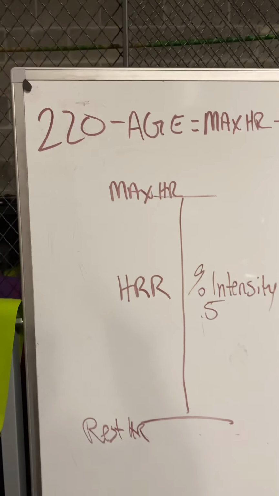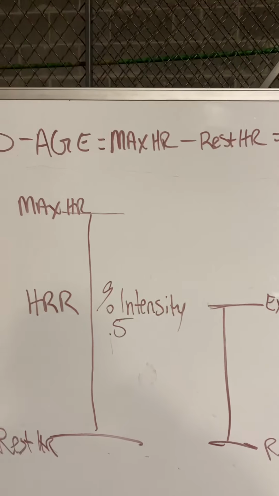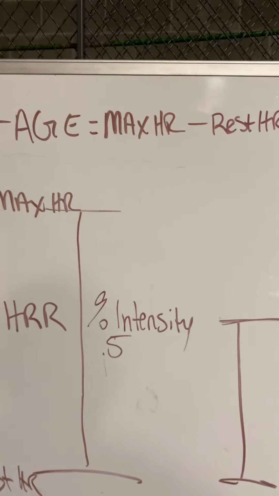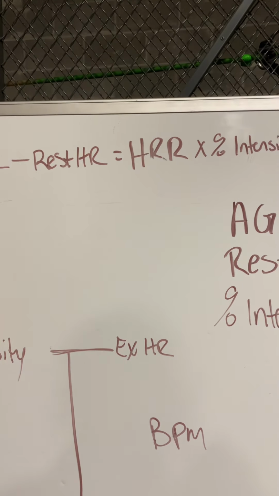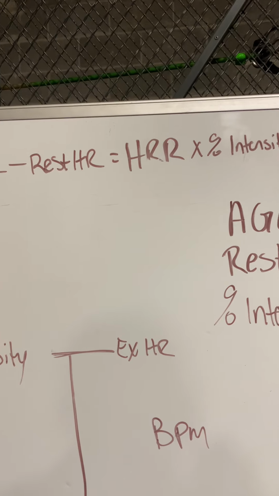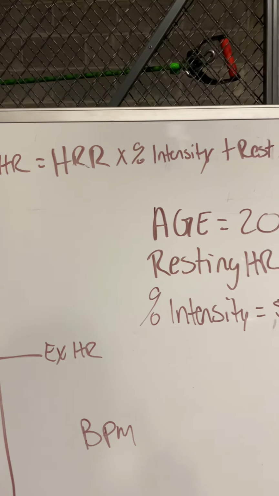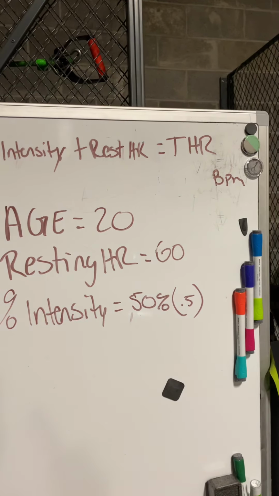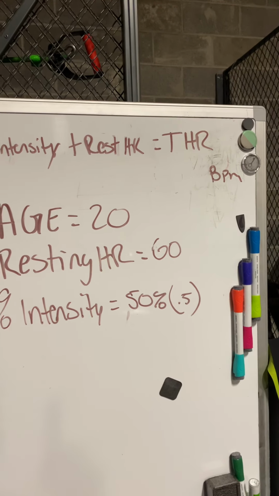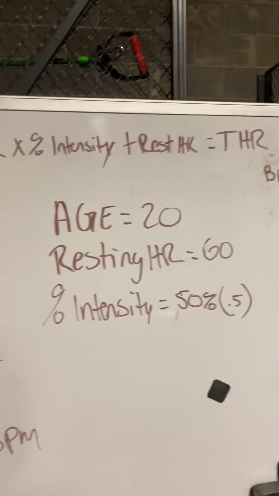All right, the Karvonen formula: 220 minus your age equals your max heart rate, minus your resting heart rate equals your heart rate reserve, times percent intensity plus resting heart rate gives you your target heart rate, and that's beats per minute.